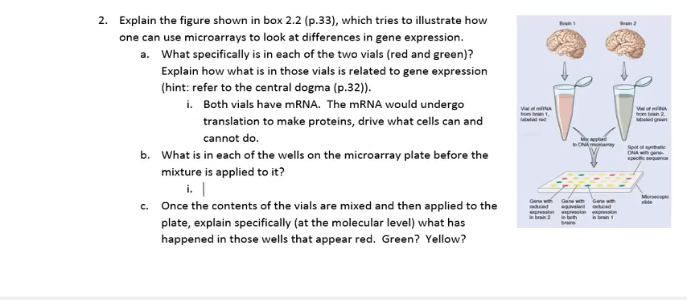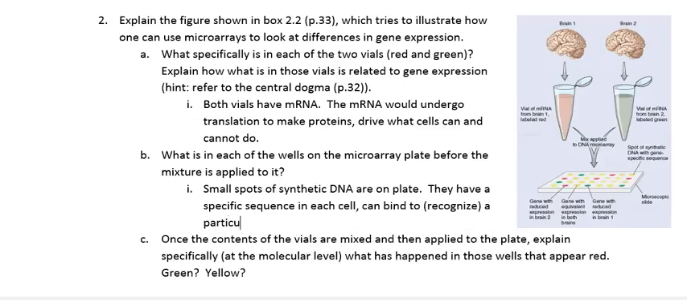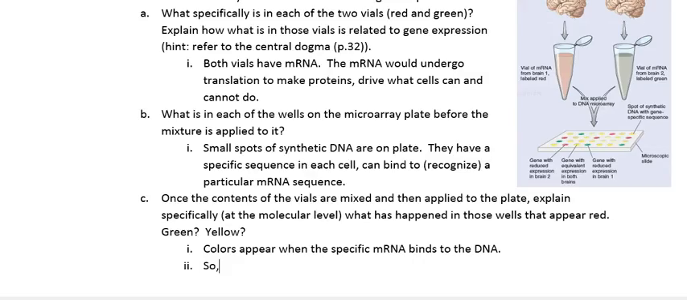For part B, we just said that in the plate, small spots of synthetic DNA are on the plate before the mixture is applied. The small spots of synthetic DNA contain a specific DNA sequence that will recognize a specific mRNA sequence. And then part C, once the vials are applied and mixed in the plate, different colors appear. The different colors appear because the DNA will bind together with its complementary base pairs of mRNA. And then the colors appear just basically as the picture says. Right. I guess it does kind of just say it, doesn't it?